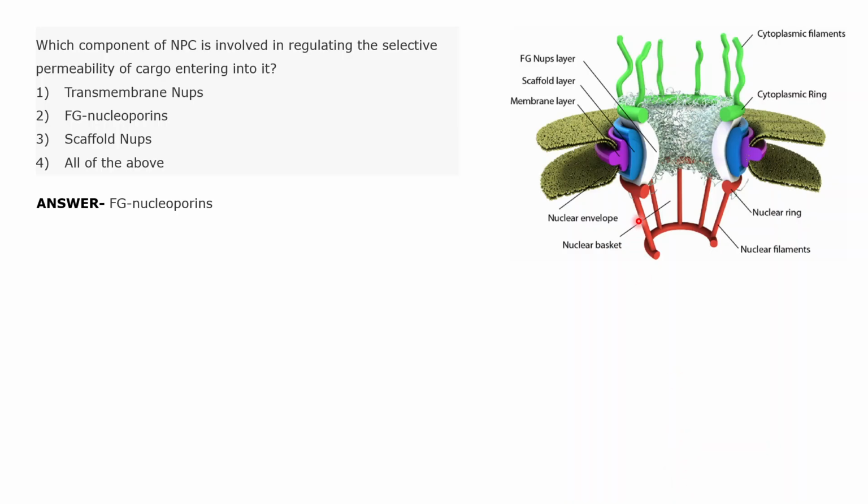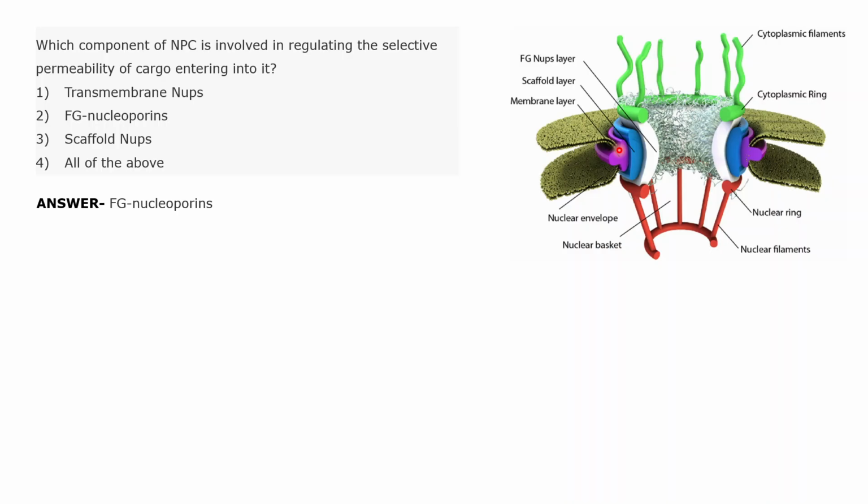And not only that, it also allows the exporting of proteins with a nuclear export signal, and that selective permeability is also because of the FG nuclear porins present there. It should have a nuclear export signal, and it should have RAN GTP bound to it, along with the exporting complex. So that particular complex is checked by the FG nuclear porin in both export as well as import. So that selective permeability is provided by the FG nuclear porin.